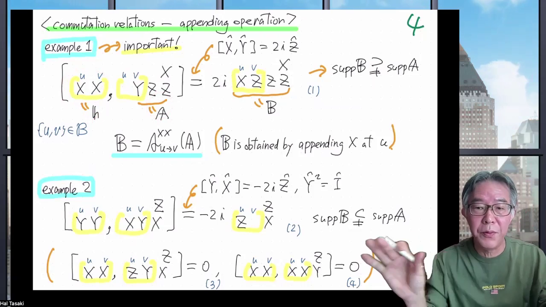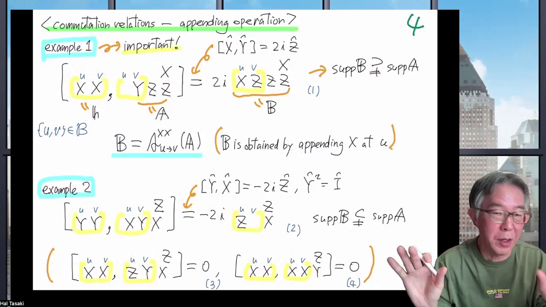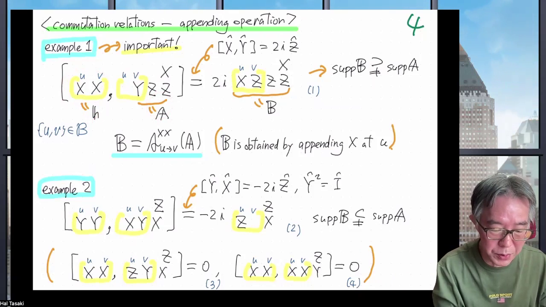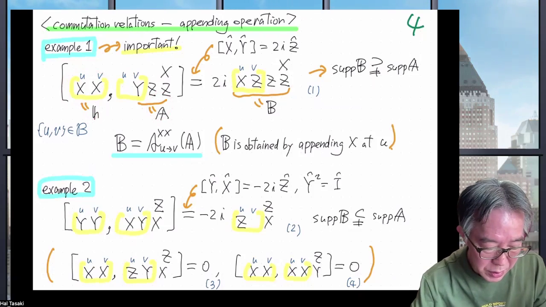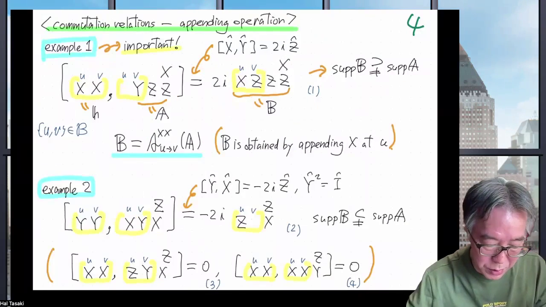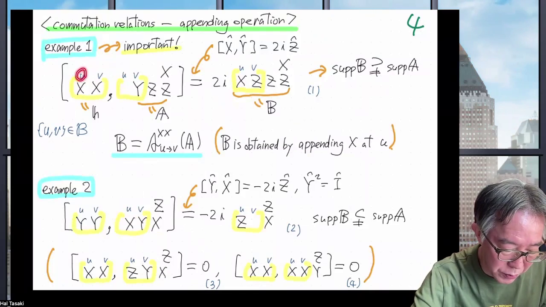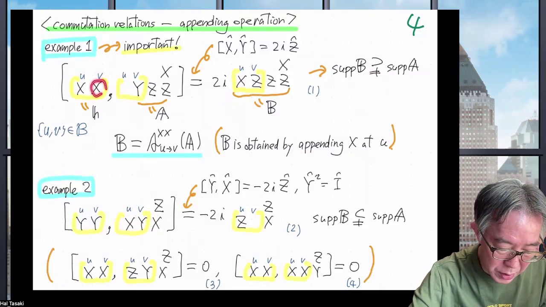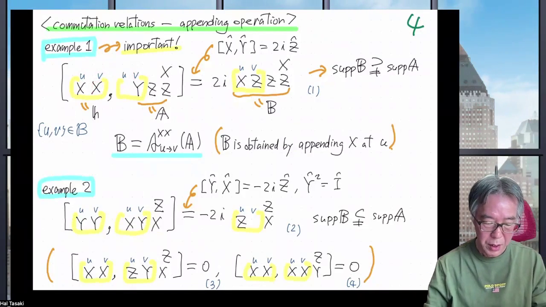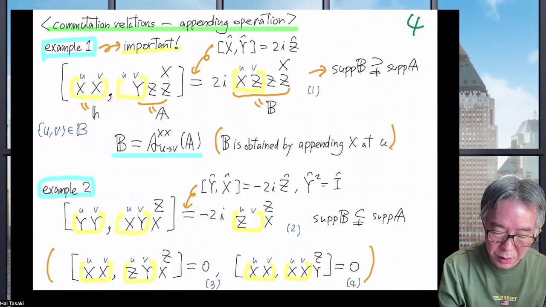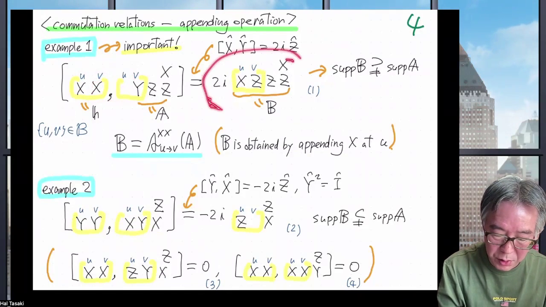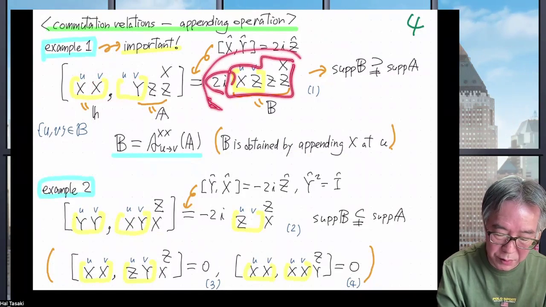Of course, if these two are separated far away, then they commute with each other. There must be some overlap. In this case, I hope you understand the situation. So here are sites U, V, and I assume that site V overlaps. And then if I take this commutator, I argue that it becomes like this. You get a new product like this and this coefficient 2i.